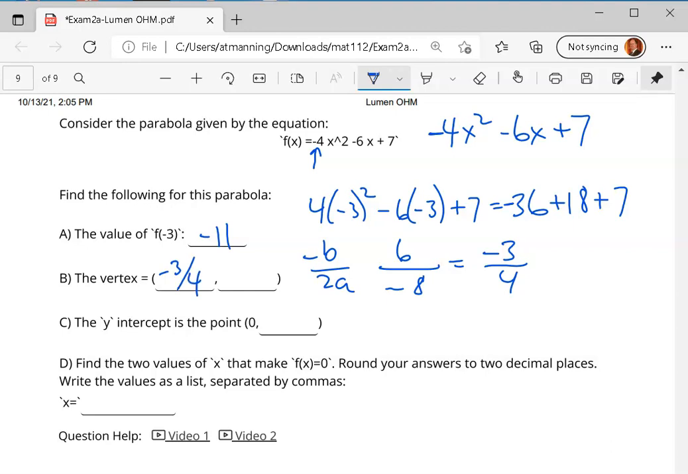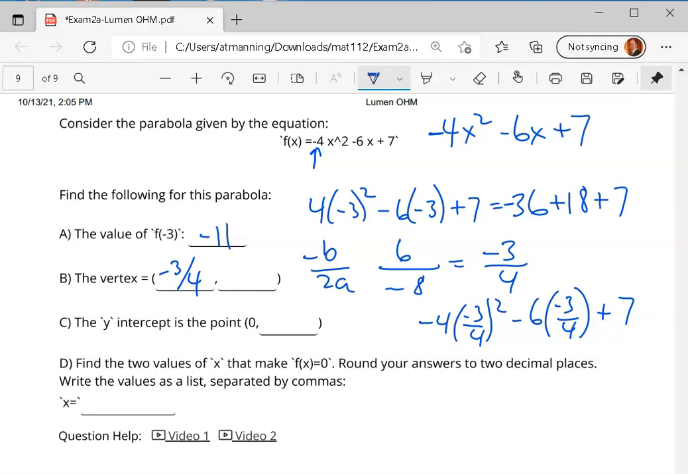Now we have to put that into the formula. So negative 4 times negative 3/4 squared minus 6 times negative 3/4 plus 7. Well, what does that equal? That equals, well, I can factor out a negative 4 and get a 9/4.